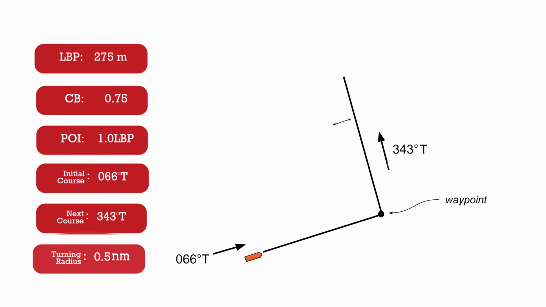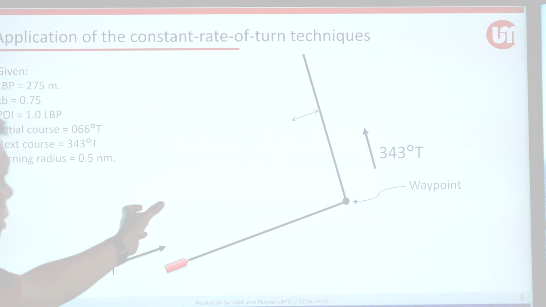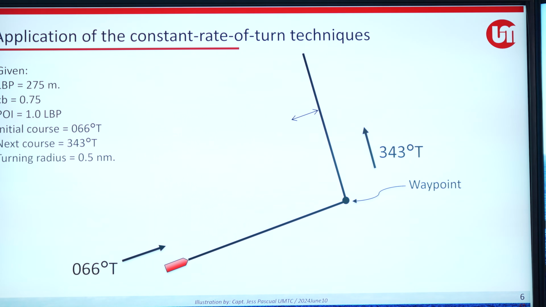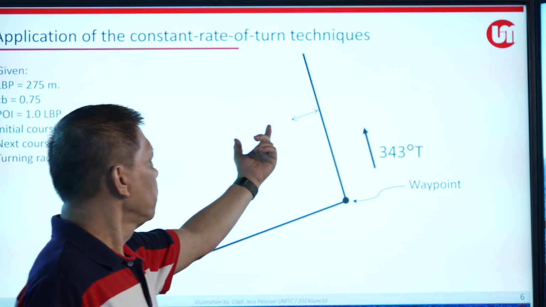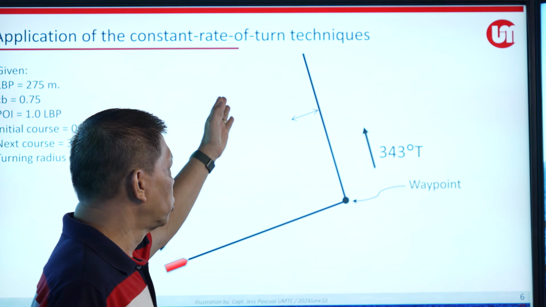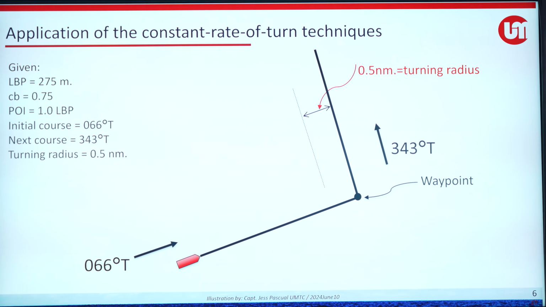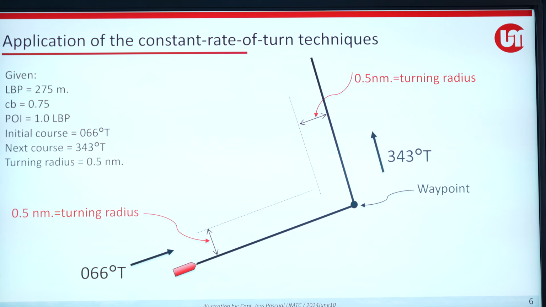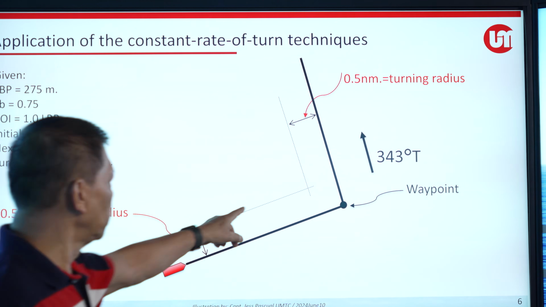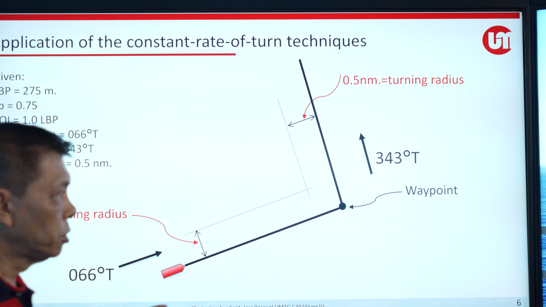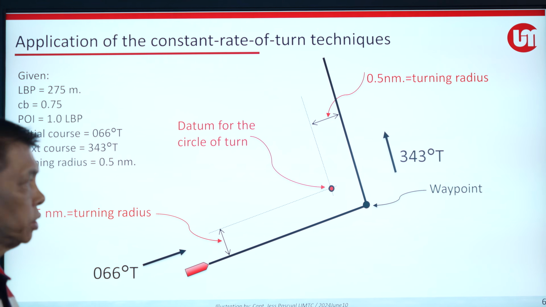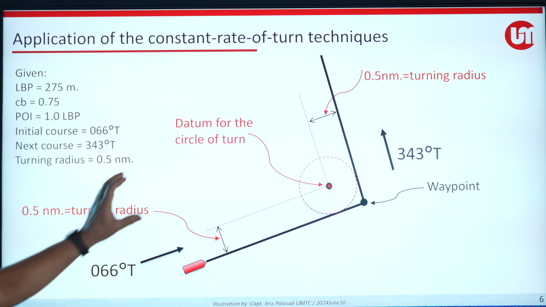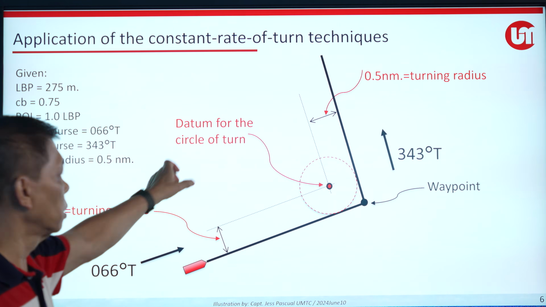Now, how will you determine or draw on the line the turning radius? First, you have to measure half a mile from the course lines and draw lines over it. The same thing with the other course line, the original one. And then find the intersection on here. The intersection is the datum for the circle of turn. Meaning to say, if you draw a circle on here, that circle will be called the circle of turn.